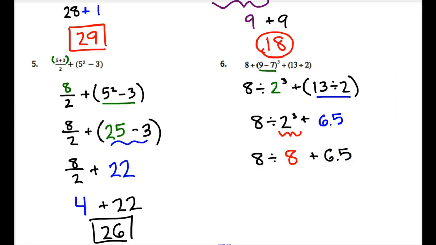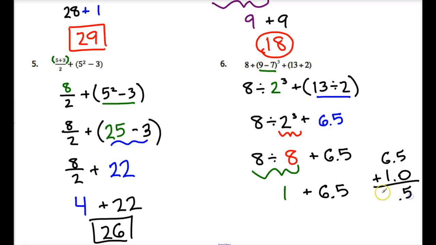Okay, now we have division and addition. So division comes before addition. We're going to do 8 divided by 8, which is positive 1. So we get 1 plus 6.5. And then my last step finally is to add 1 plus 6.5. If you need to line up your decimal points, that's the same thing as 6.5 plus 1.0, and so that gives you 7.5.